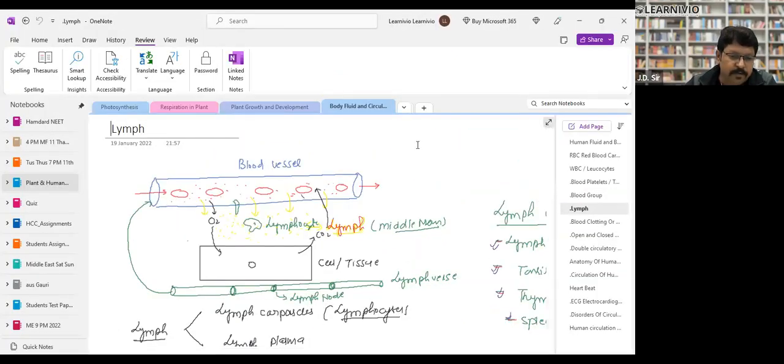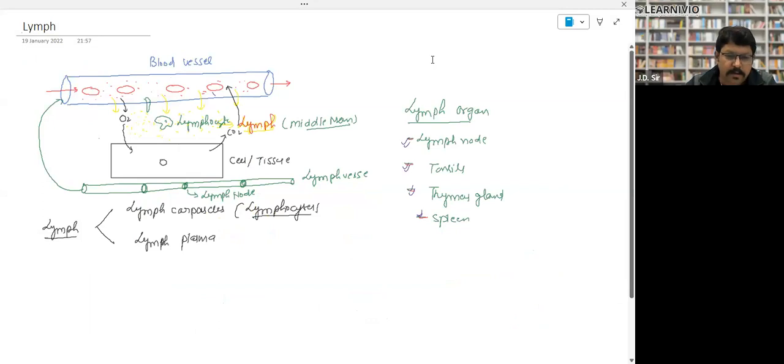Now, what is lymph? And how does the lymph formation take place? Fine. So, what is lymph? Try to understand, Siddhi. So, these are the blood vessels or blood capillaries. Blood is flowing in these vessels, right?